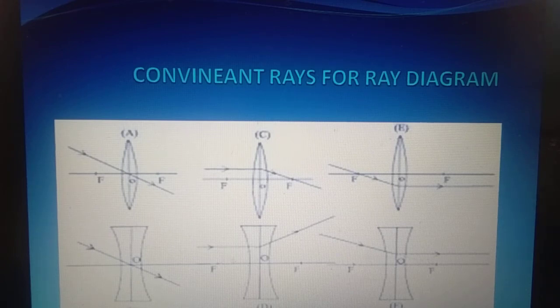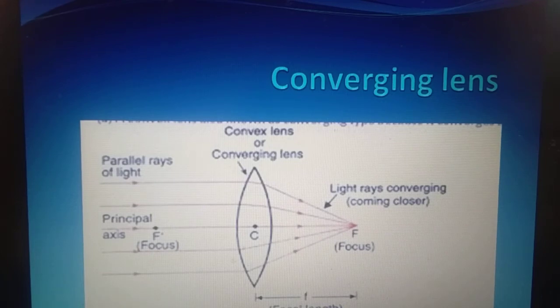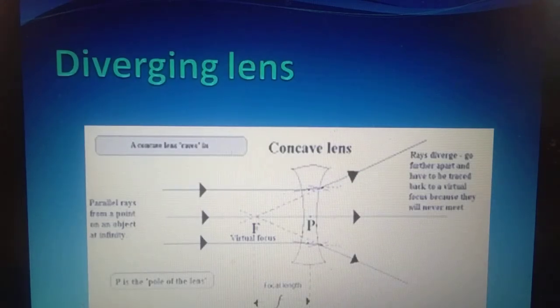Now, we have the converging lens. So, all the rays meet at what? The focus. This is called a converging lens. This is termed as a convex type of lens. Please observe the rays. And another one here is a diverging lens. Why is it called a diverging lens? It diverges the rays. Whenever rays are incident on the lens, the refracted rays diverge.